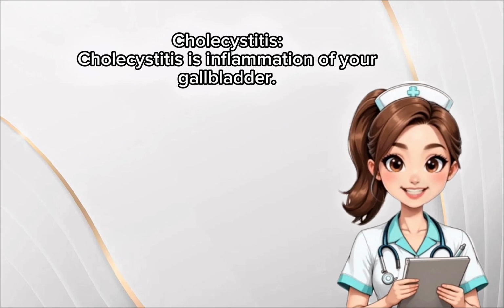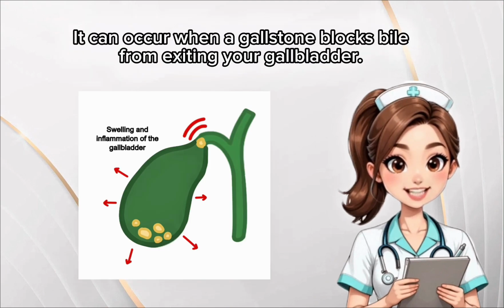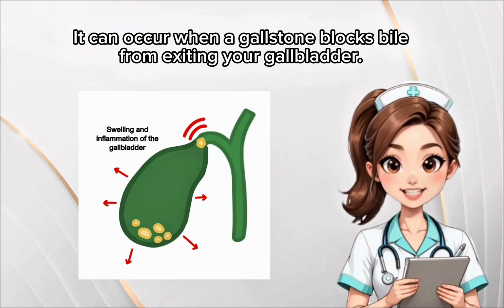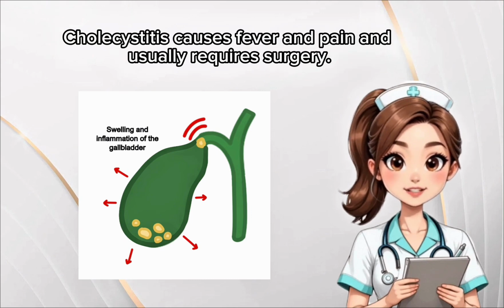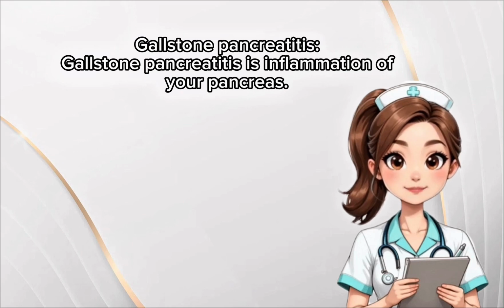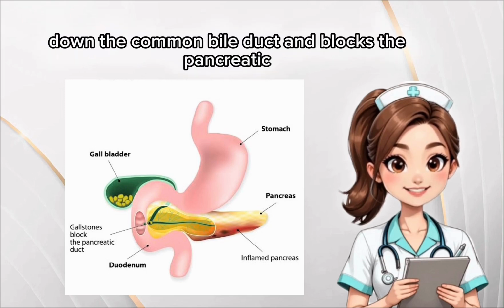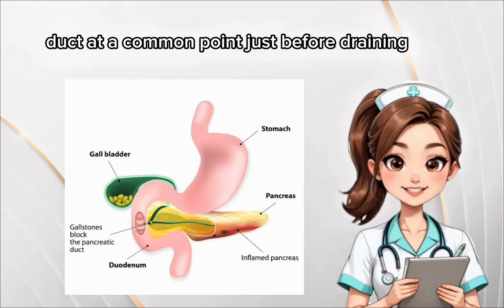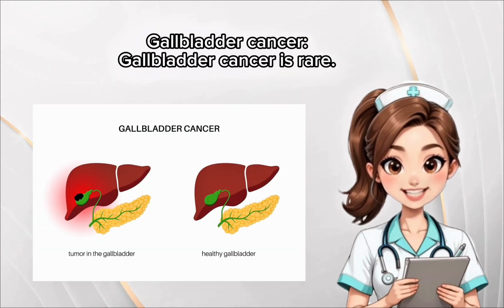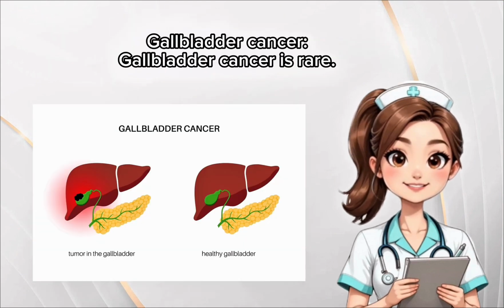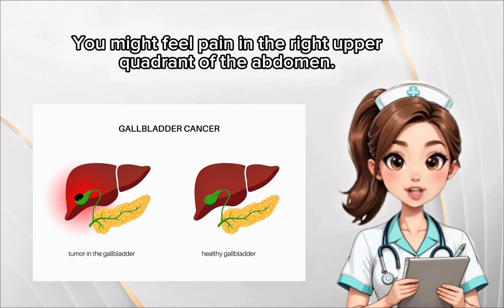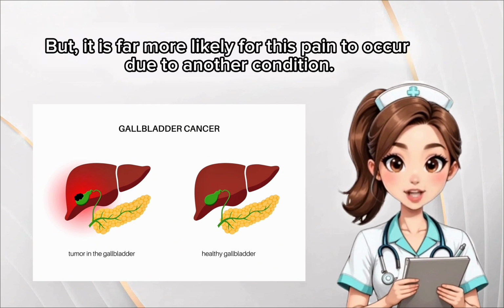Cholecystitis. Cholecystitis is inflammation of your gallbladder. It can occur when a gallstone blocks bile from exiting your gallbladder. Cholecystitis causes fever and pain and usually requires surgery. Gallstone pancreatitis. Gallstone pancreatitis is inflammation of your pancreas. It occurs when a gallstone travels down the common bile duct and blocks the pancreatic duct at a common point just before draining into the small intestine. Gallbladder cancer. Gallbladder cancer is rare. You might feel pain in the right upper quadrant of the abdomen, but it is far more likely for this pain to occur due to another condition.